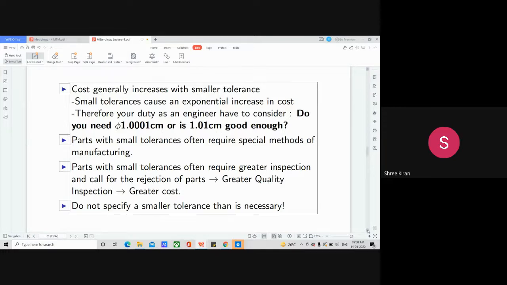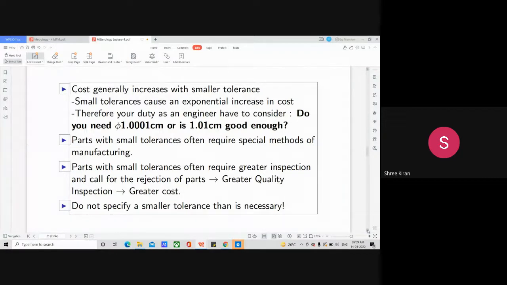So the cost generally increases with smaller tolerances. The smaller tolerances cause an exceptional increase in cost. When I give an example, you study like that, so you'll never forget the basic concept. Therefore the duty of the engineer is to consider this, for example 1.001 centimeter or 1.01. Then parts with small tolerances often require special methods of manufacturing.